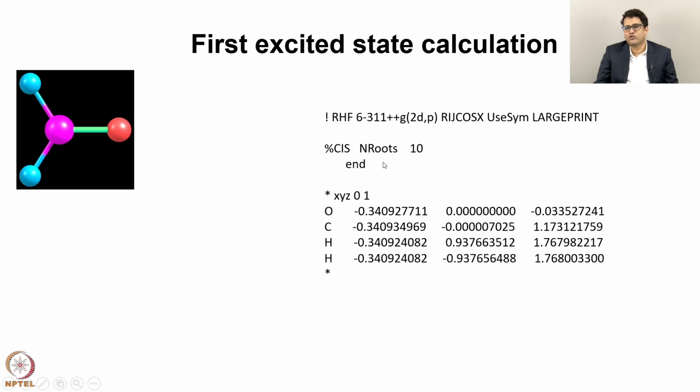I want to calculate 10 roots, NRoots equal to 10, depending upon how many roots you can give. If you are doing CIS, the maximum number of roots possible is the number of occupied times the number of virtual orbitals. But if you ask for so many roots, there can often be convergence problems, and in most cases the very high lying roots are not so accurately described.